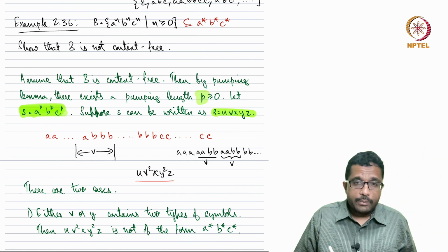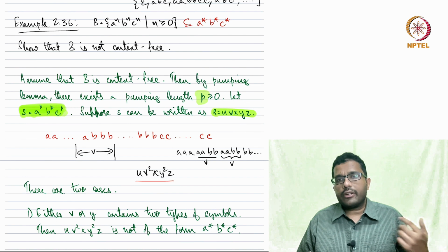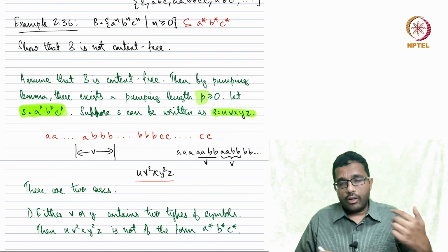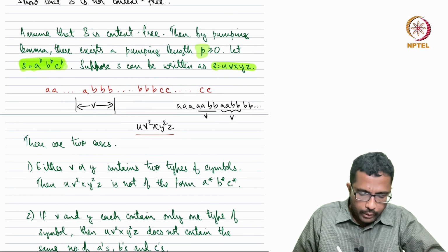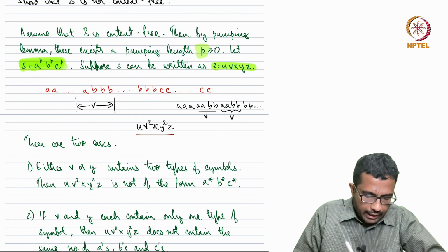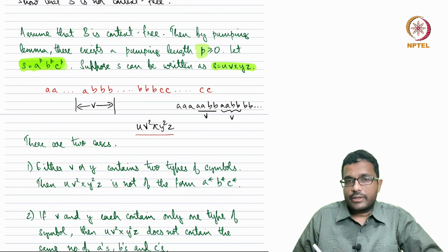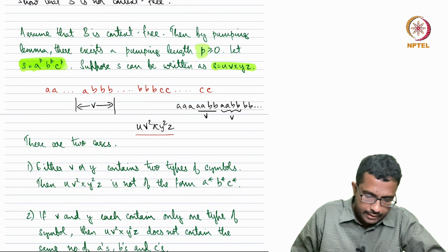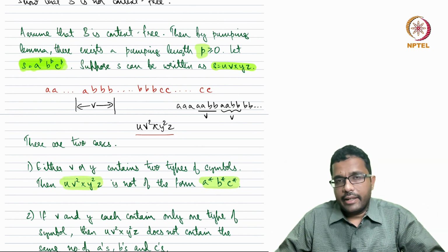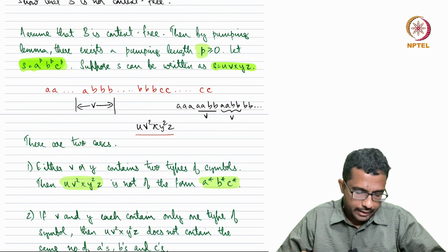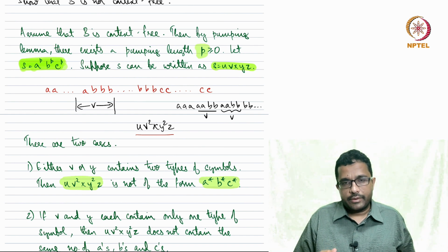Similarly, v cannot span both b's and c's also, because then again it will not be of the form a star, b star, c star. Similarly, y also cannot span the boundary of a's and b's or the boundary of b's and c's. So if v or y contains two types of symbols, which can happen in this way only, then u v square x y square z is not of the form a star, b star, c star. So all of v and y are of only one type of symbol. So v and y cannot span the boundary.